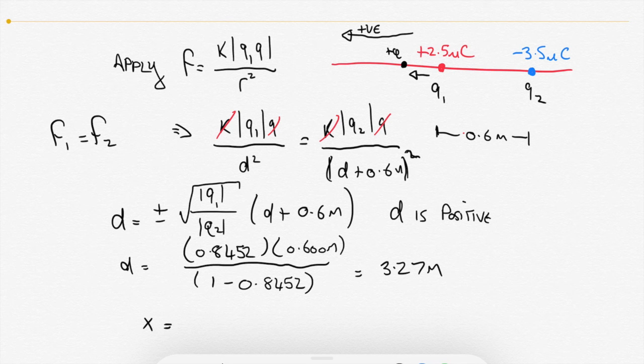If you want to put it in terms of the x-axis, we can say x equals minus 3.27 meters. That's the point where we're going to find our charge, such that the forces on it from Q1 and Q2 are balanced. Q1 is going to be exerting a repulsive force on it, pushing it further out along the negative x-axis, and Q2 is going to be applying an attractive force to it, pulling it towards the positive x-axis. The point where those two forces balance each other is at the position x equals minus 3.27 meters.